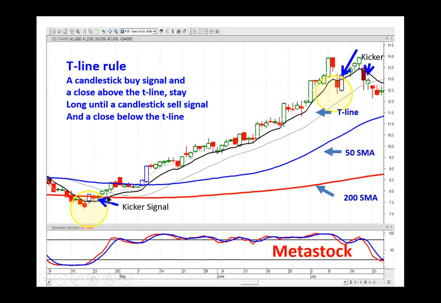The T line is the 8 exponential moving average. Again, this is probably one of the most influential indicators that you're going to come across. Over the last 40 or 50 years of, I guess 40 years anyways, of trading, this has been the most relevant indicator that I've come across.